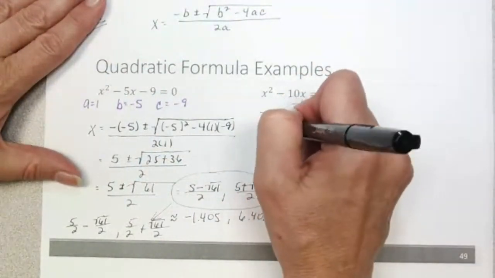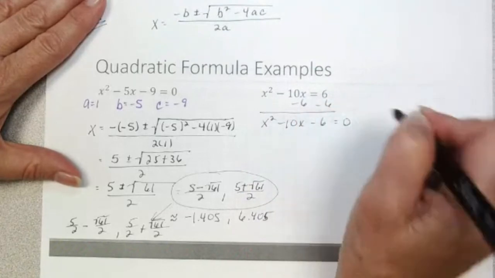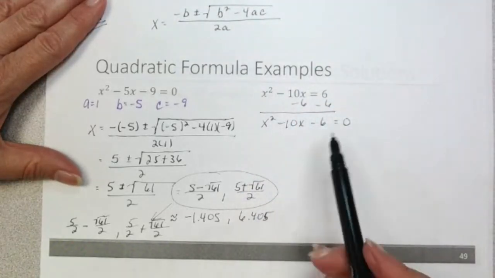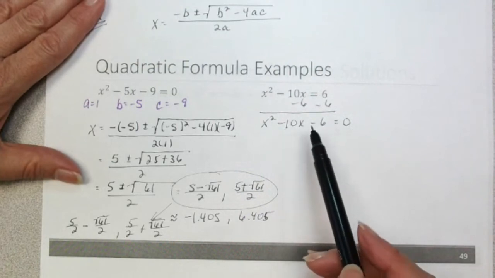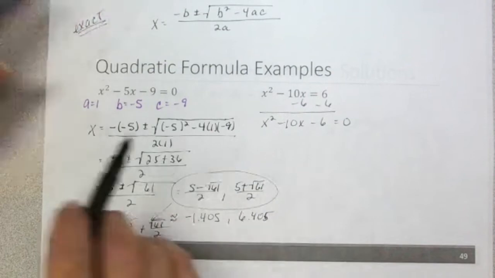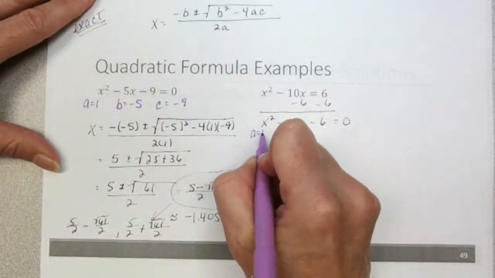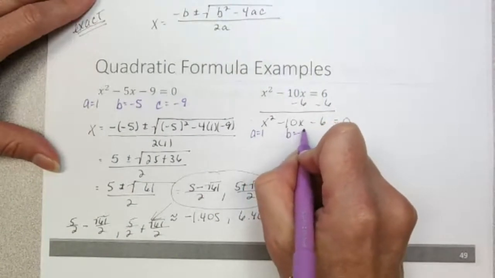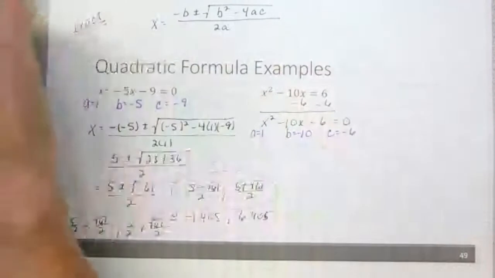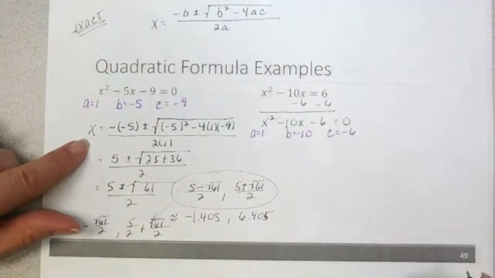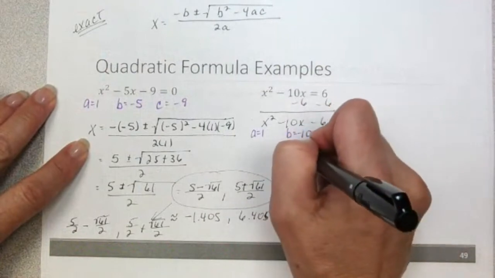So then x squared minus 10x minus 6 equals 0. Okay, I might try to factor that. I might look for factors of -6 that add to -10, but there aren't any. So my a then is 1, my b is -10, and my c is -6. Okay, let's plug that into our quadratic formula and see what value of x makes that equation true.